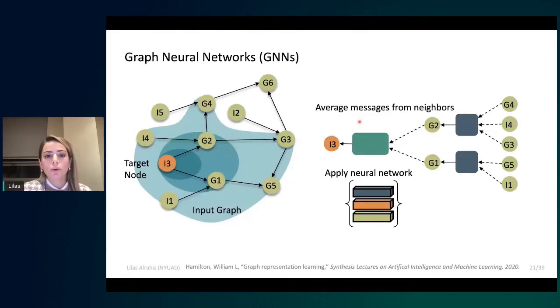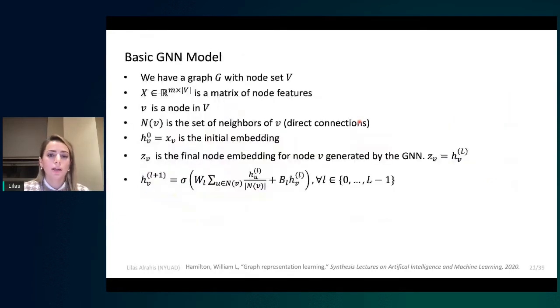So now I'm just going to show you one basic GNN model. Again, the GNN can be implemented in many ways, but this is just one basic model that performs averaging. For the notation, we assume we have a graph G with a node set V, and we have X, which is the initial matrix of node features. Small letter v is a node in this graph, and N(v) is the set of neighbors, which are the direct neighbors of node v.